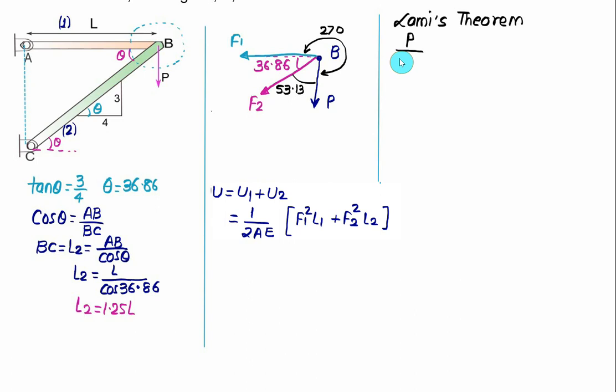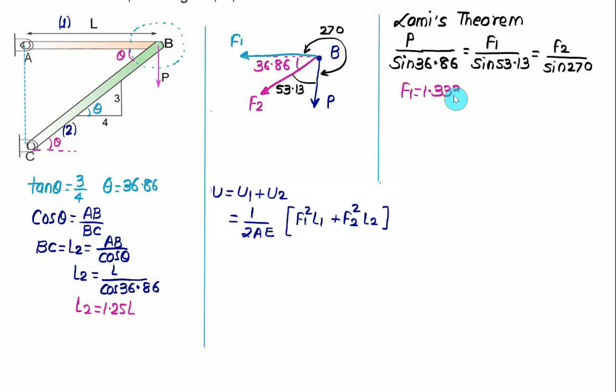This time the angle is 36.86, so we have sine of 36.86. Then we write F1. For F1 you have to write down the angle between the other two, that is 53.13. So this time it is sine of 53.13. Then we have to write down F2. For F2 you have to write down the angle between F1 and P, that is 270. So we have sine of 270. So solve this equation two times and find the value of F1. We will get the value of F1 is equal to 1.333 times the force P.